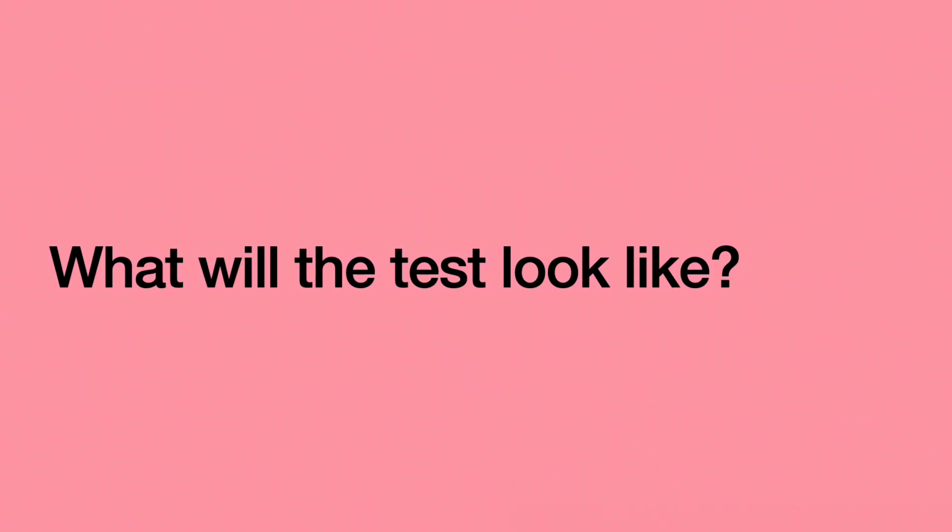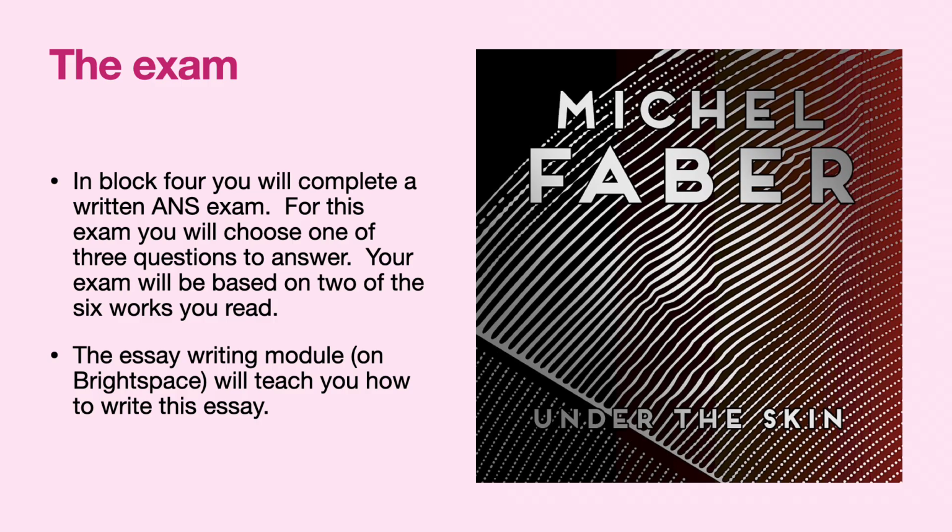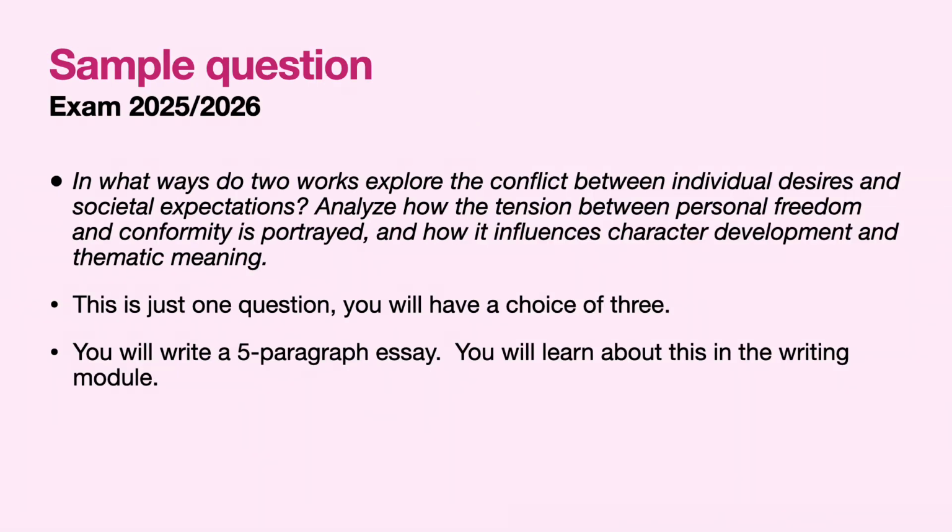Now what I'm going to cover is what the test will look like. The exam is going to be taking place in Block 4, and you're going to complete a written exam in ANS. For this exam, you're going to choose 1 of 3 questions. Your exam will be based on 2 of the 6 works you've read. It's going to be in essay form, and you will be taught more about how to prepare for that in the Brightspace writing course.